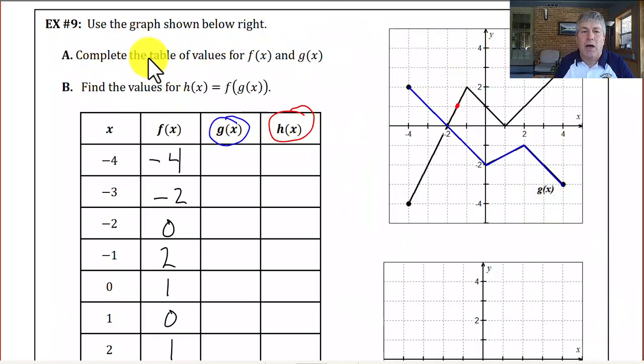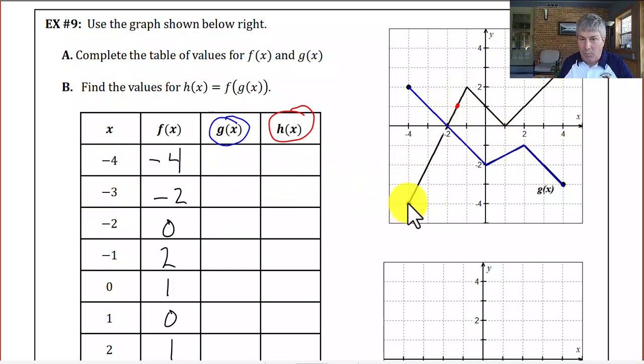In example 9, we want to complete the table for values for f of x and g of x. Find the values for h of x, which is the composition of f of g of x. So let's start by inputting values for x and finding our outputs for f of x. I'm going to use the black graph because that's f of x.